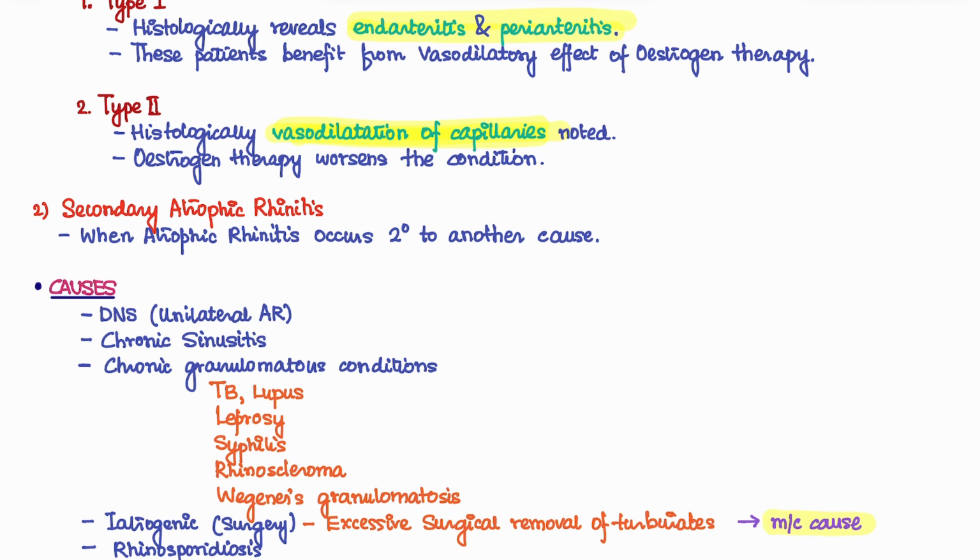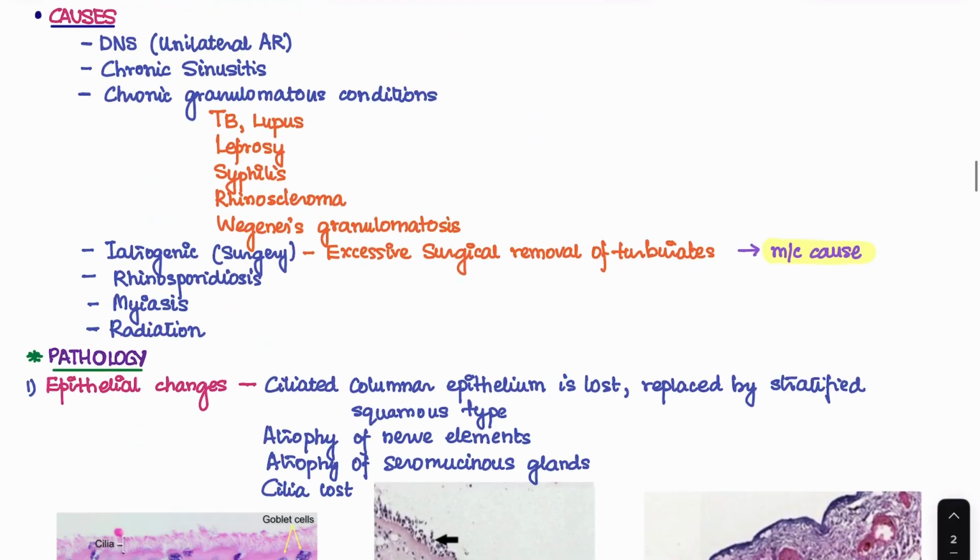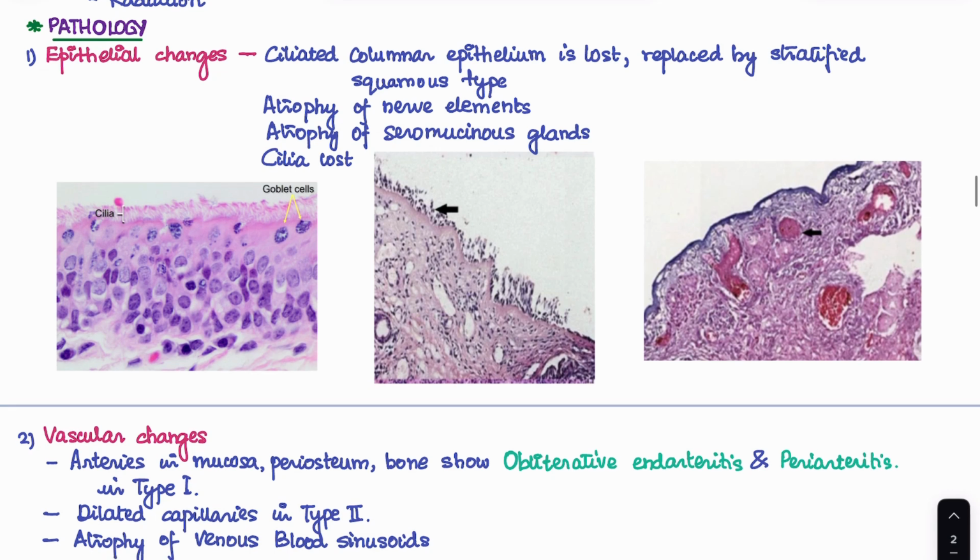Other causes can include myiasis, radiation to the face or the radiation to the nose, rhinosporidiosis. So these are the 2 different types of atrophic rhinitis and the causes behind it. Next, we move on to histology. So what do we see in histology?